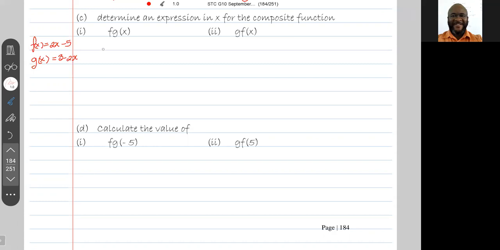So I'm going to say f of g of x is equal to, and I'm going to start by writing f. Now the f function is 2x minus 5. That's the f function. But wherever I see x in the f function, I'm going to take out x and put g, which is 3 minus 2x. So inside here, I'm going to put 3 minus 2x.